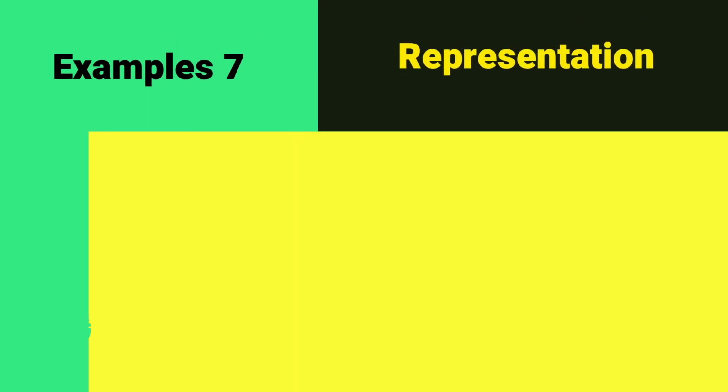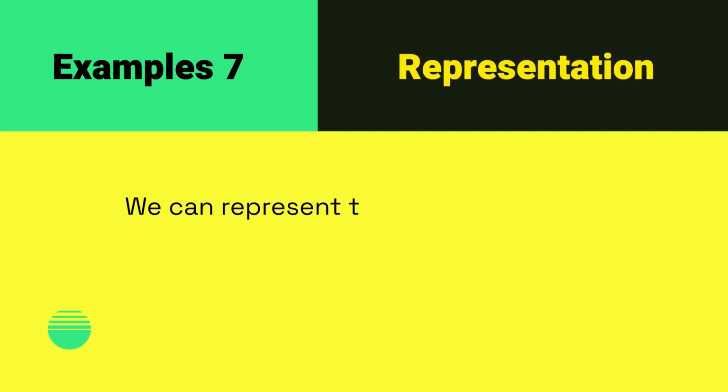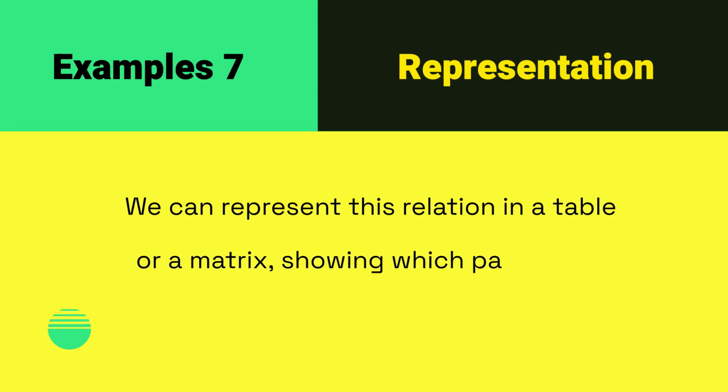Number 7. Representation. We can represent this relation in a table or a matrix, showing which pairs are in the relation and which are not.